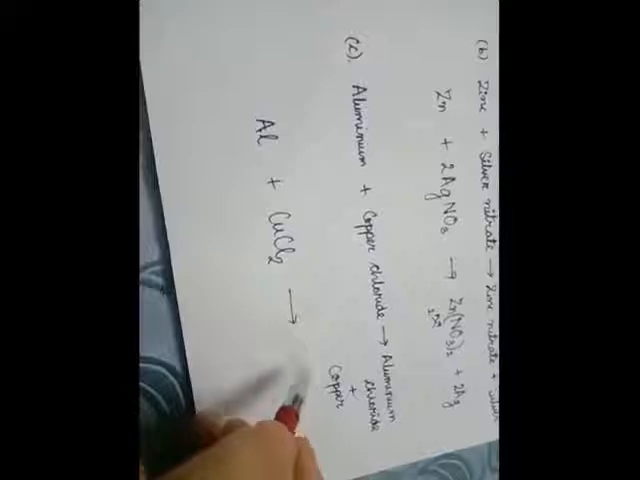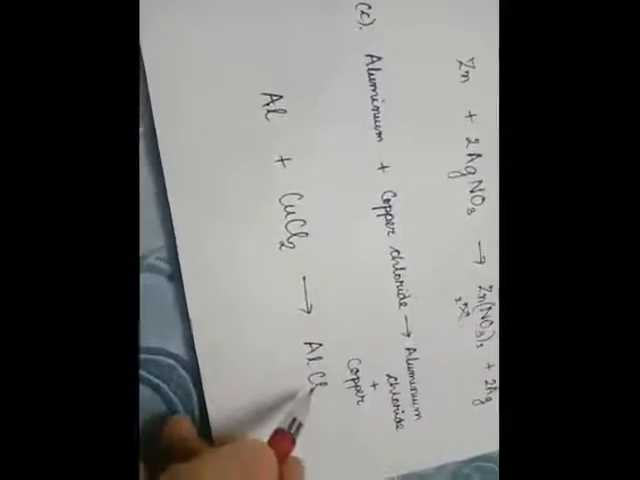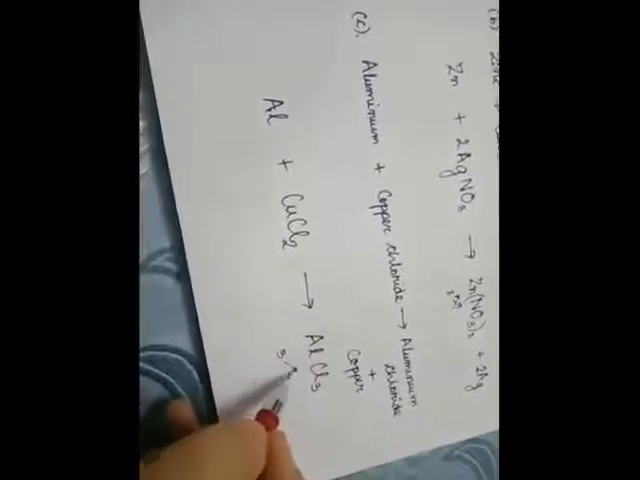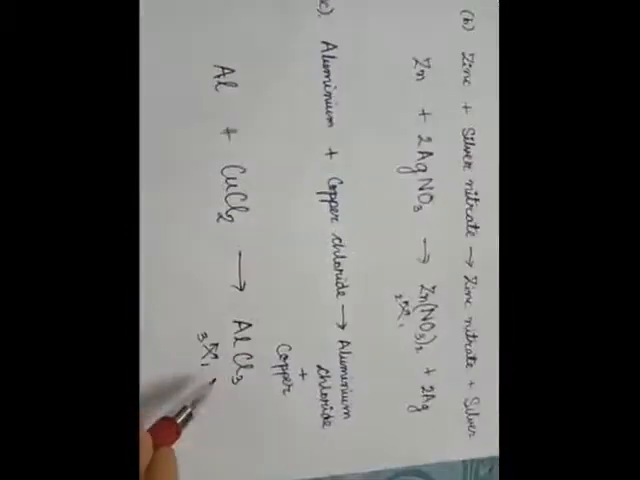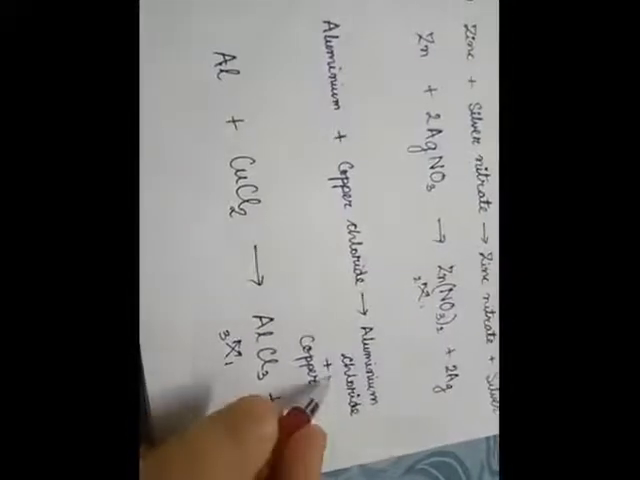Then aluminium chloride is AlCl3. Why will it be 3? Because the valency of aluminium is 3 and that of chlorine is 1. On exchanging we get Al1Cl3, that is AlCl3. So the formula of aluminium chloride is AlCl3, plus copper. The symbol of copper is Cu.